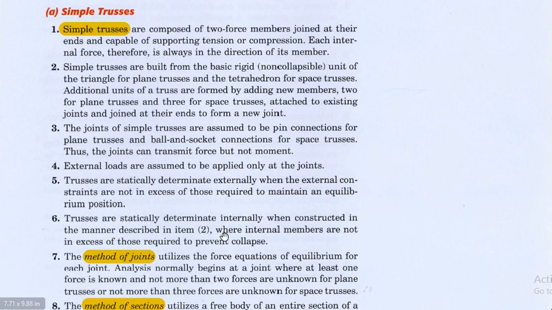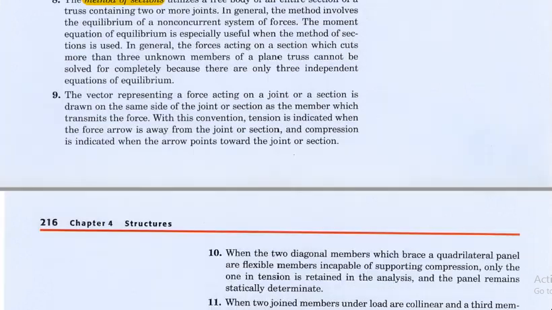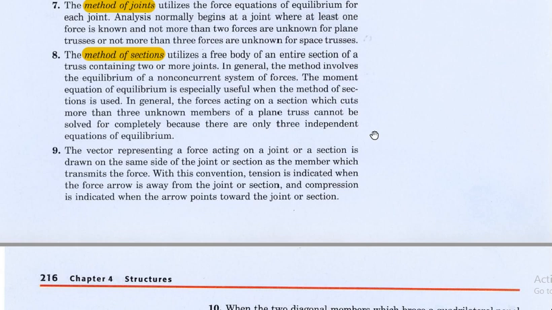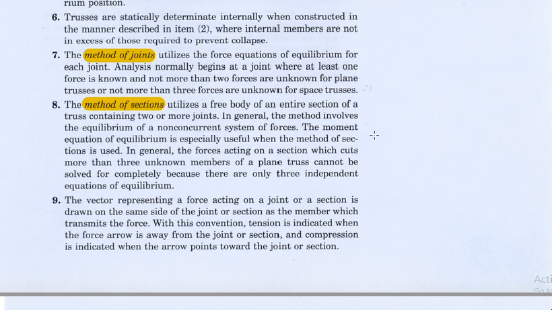Then, the method of joints. There are two types of methods to solve the equations or numerical problems or real-life problems for the trusses. So the first one is the method of joints. It utilizes the force equations of equilibrium for each joint. Analysis normally begins at a joint where at least one force is known and not more than two forces are unknown for plane trusses, or not more than three forces are unknown for space trusses.